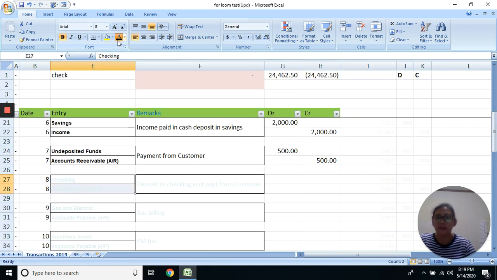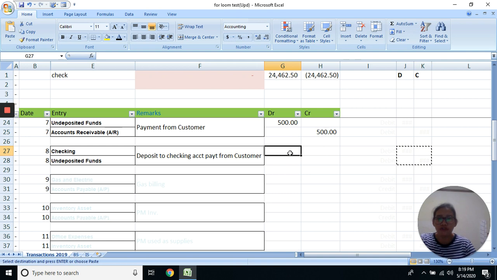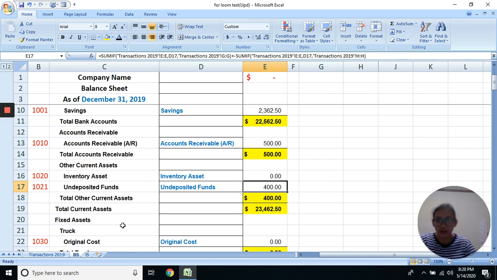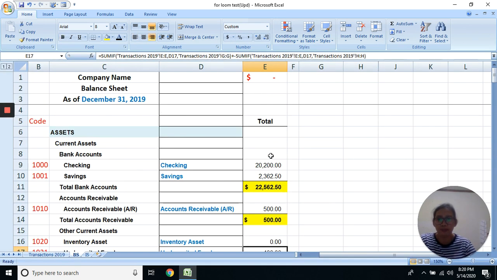Next transaction. So we deposit some of the checks that we received to our checking account, the amount of 100. So from undeposited funds, our undeposited funds decreases by 100 and then our checking account increases by 100.